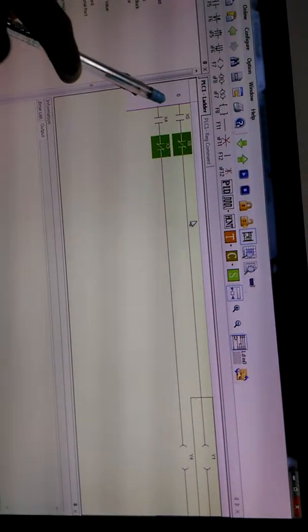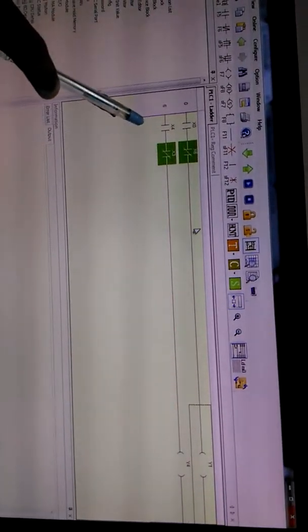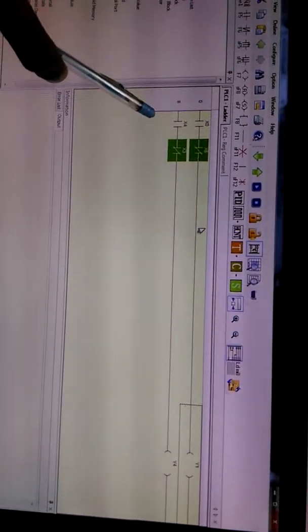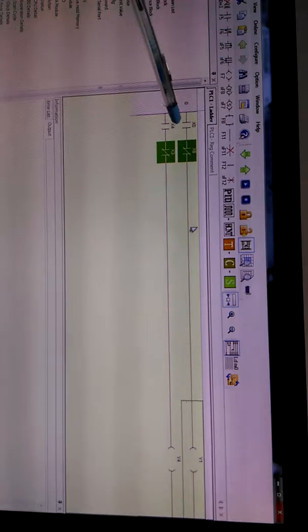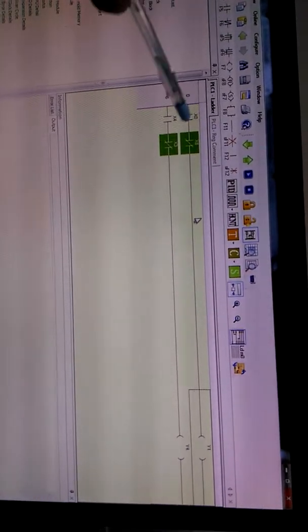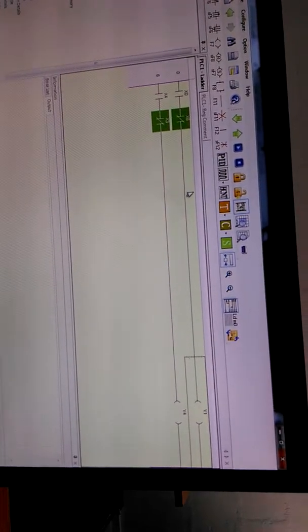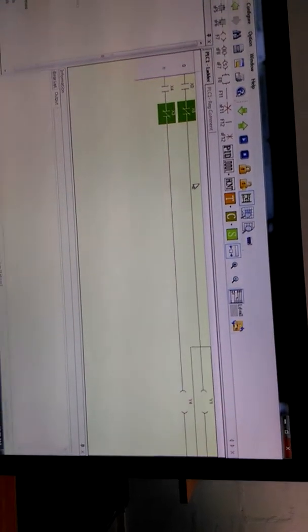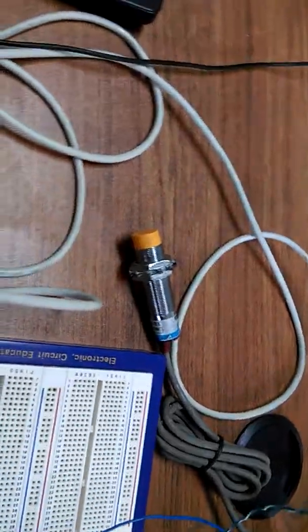So here x2, x0 and x4 are connected to the switches of the joystick, x6 is connected as the backward limit switch, and x3 is connected as the forward limit switch. Here we use a proximity sensor as the forward limit switch.